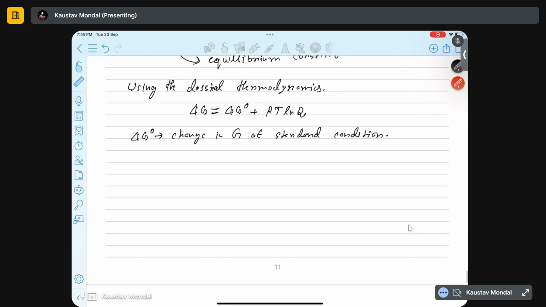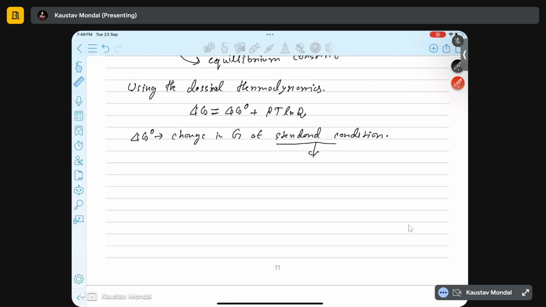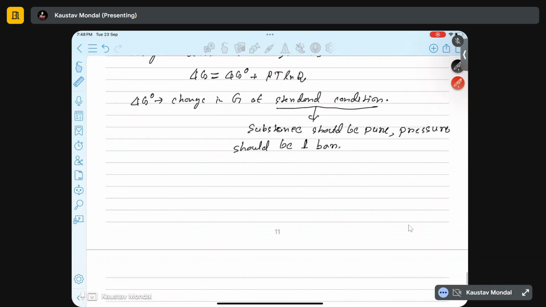What do we mean by standard condition? Standard condition means the substance should be pure and pressure should be 1 bar. Okay, this is the standard condition. So delta G0 is the change in the Gibbs free energy at standard condition, right? The expression of delta G0 is simply minus RT ln K, where K is the equilibrium constant.